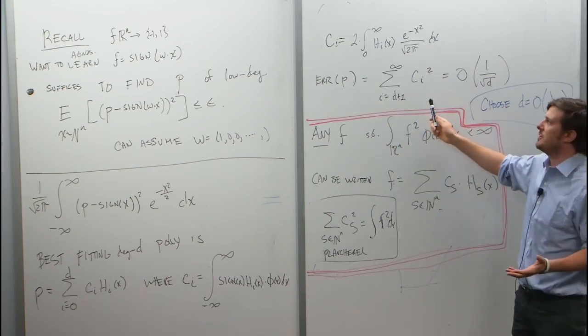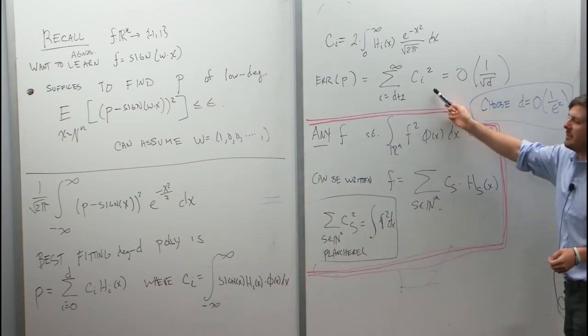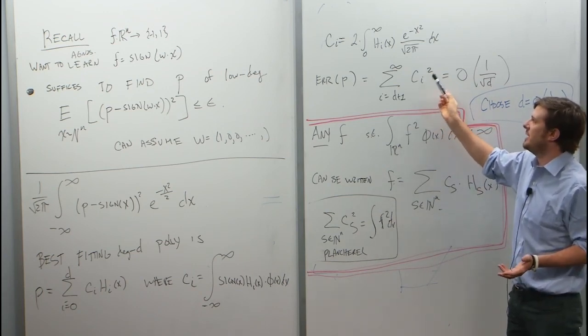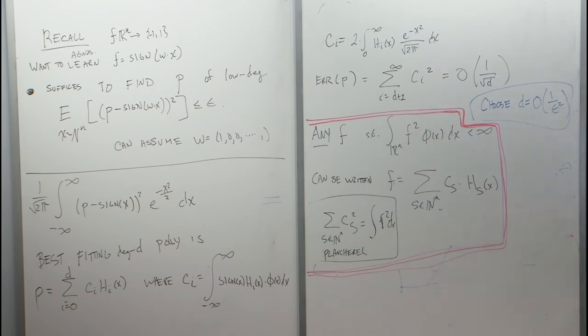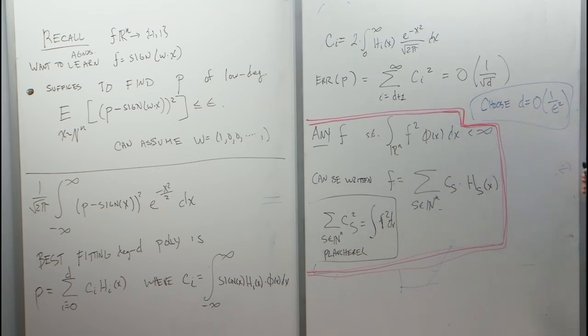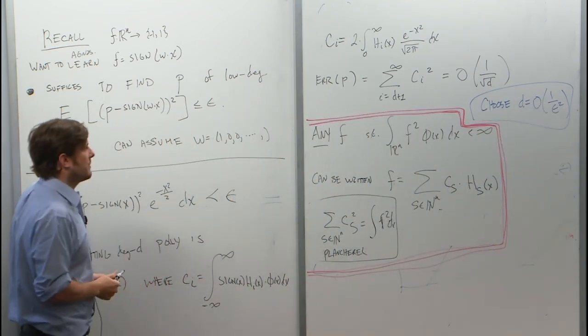Again, you have Plancherel's equality. So the error of this degree d polynomial is the sum of the squares of the coefficients that you didn't choose, so it's the sum of c_i squared from d plus 1 to infinity. Then you just need to estimate this quantity, which I'm sure is well known, but we did it anyway. It turns out to be big O of 1 over the square root of d. This means that if you choose d to be big O of 1 over epsilon squared, then this particular integral will be at most epsilon.